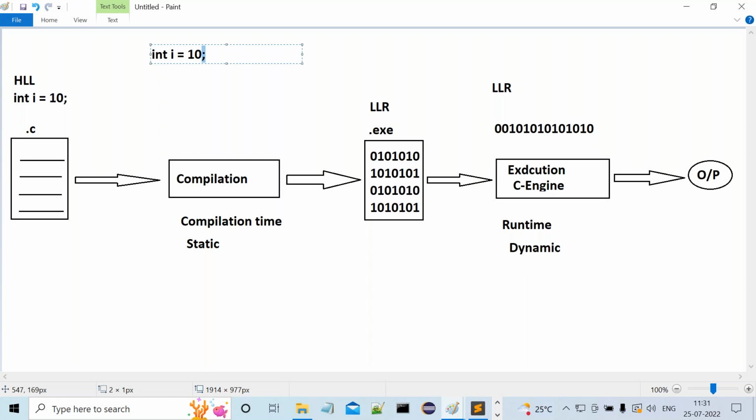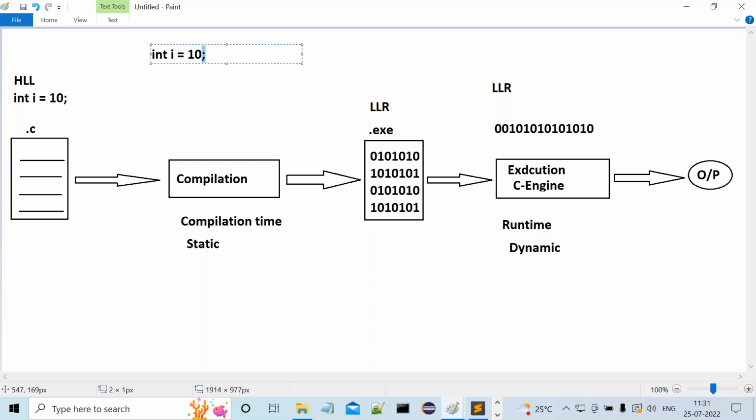My point is, in this particular statement, what is data actually? 10 is the data. The 10 data will be stored in the variable i, or not? If you want to store data, memory allocation is required, or not? Memory will be required or not? Come on, guys, tell me.